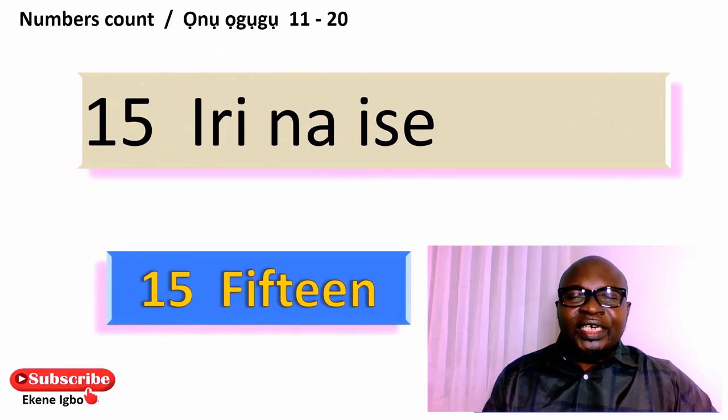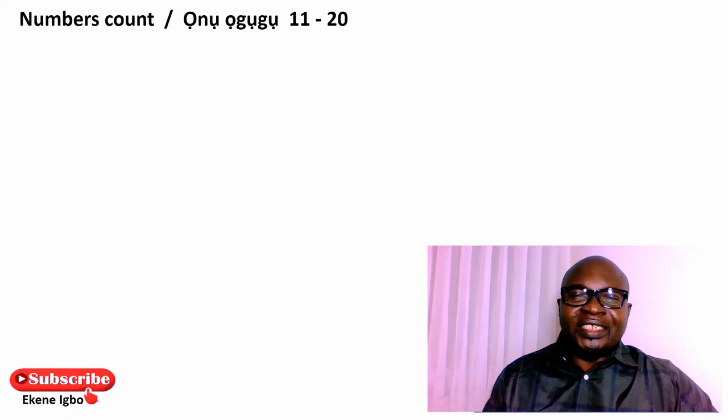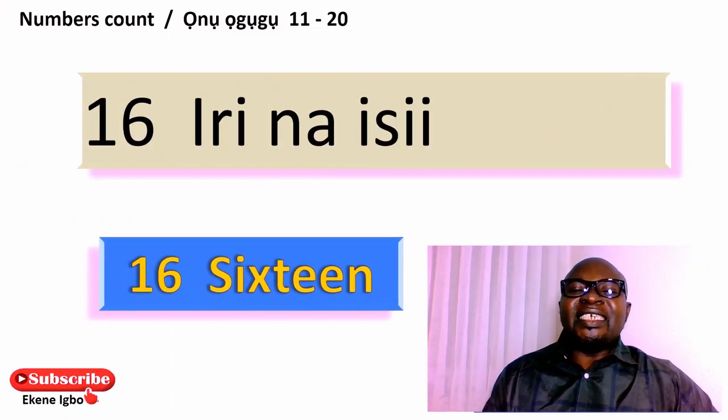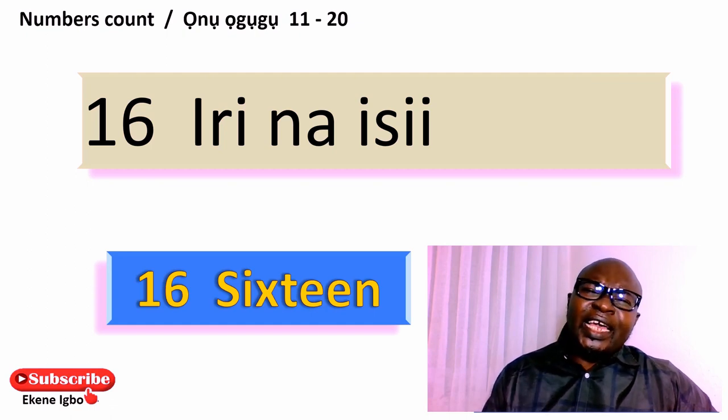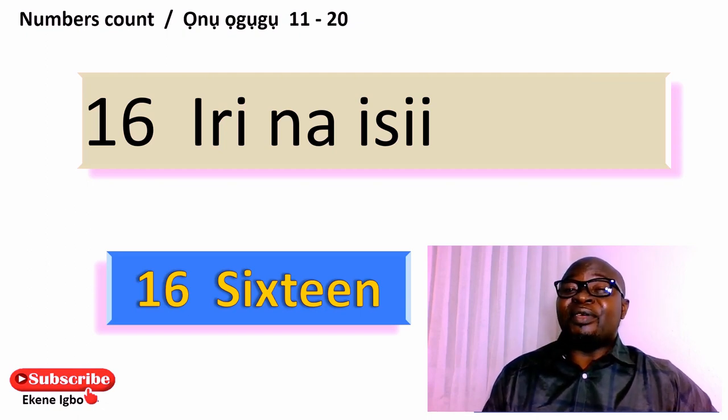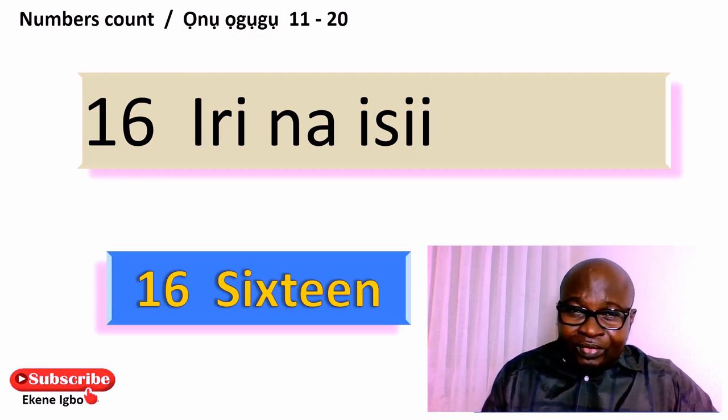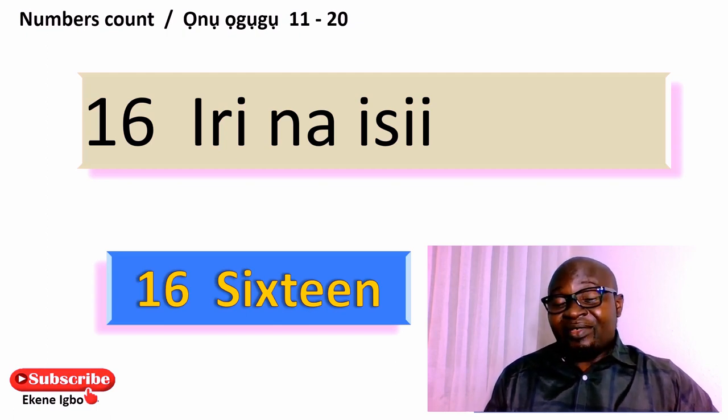Number 15 in Igbo is iri na ise. Iri na ise. Quickly go to number 16. Number 16 in Igbo is iri na isi. They look alike. Iri na ise, which is 15, and iri na isi, 16, sound alike, but they are not the same. So iri na ise is 15. Iri na isi is 16.